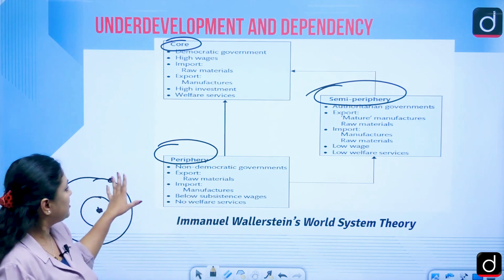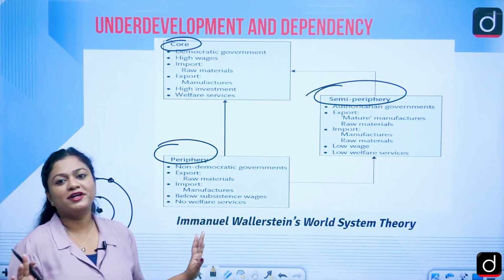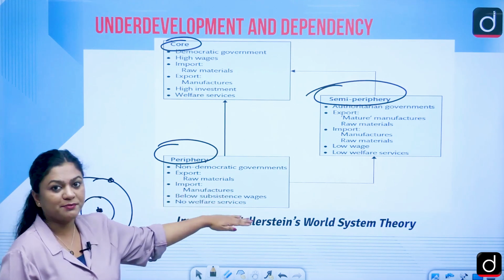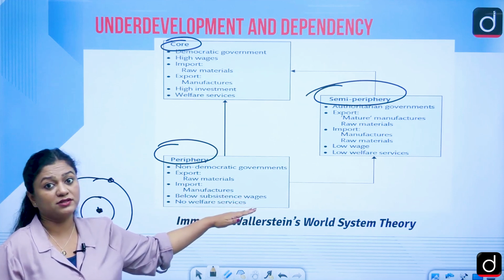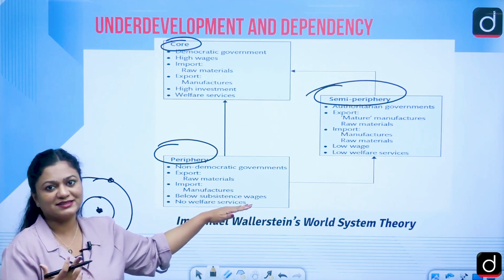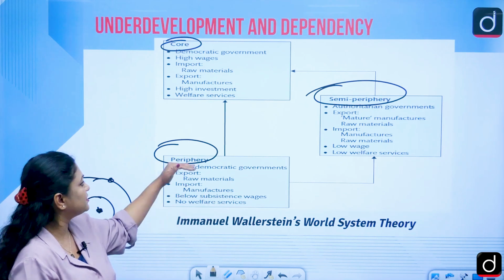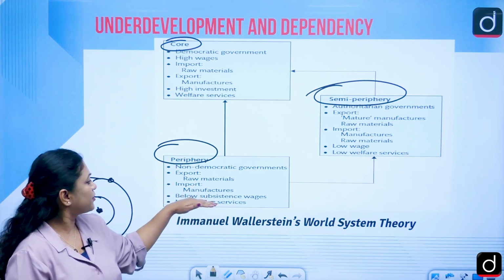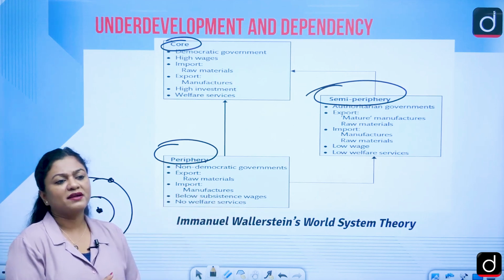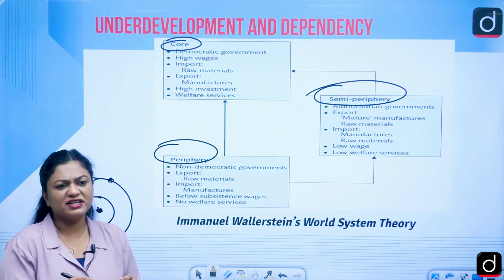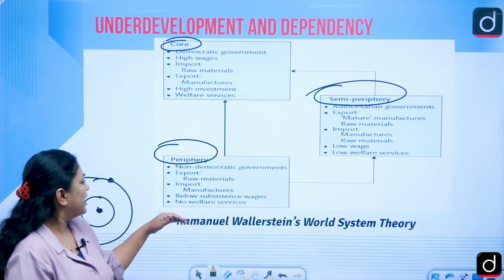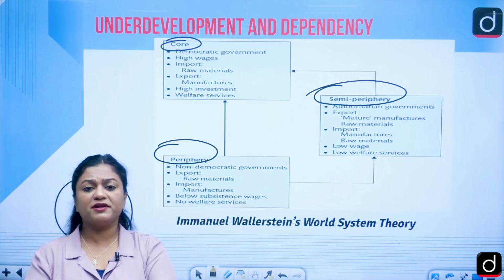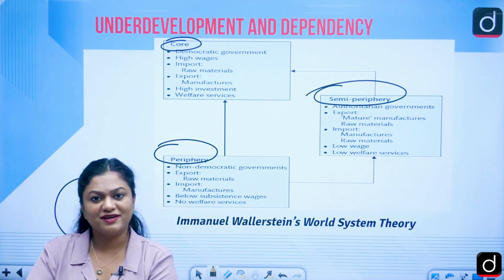At the peripheral level, they have non-democratic governments. They export raw materials and import manufactured goods. Why are they importing manufactured goods? Because they don't have industrialization, or the base of industrialization is not present in the peripheral countries. They produce below subsistence wages. They can produce only those things which merely sustain their life, and no welfare services are available in the peripheral countries, although in semi-peripheral countries you find low welfare services.